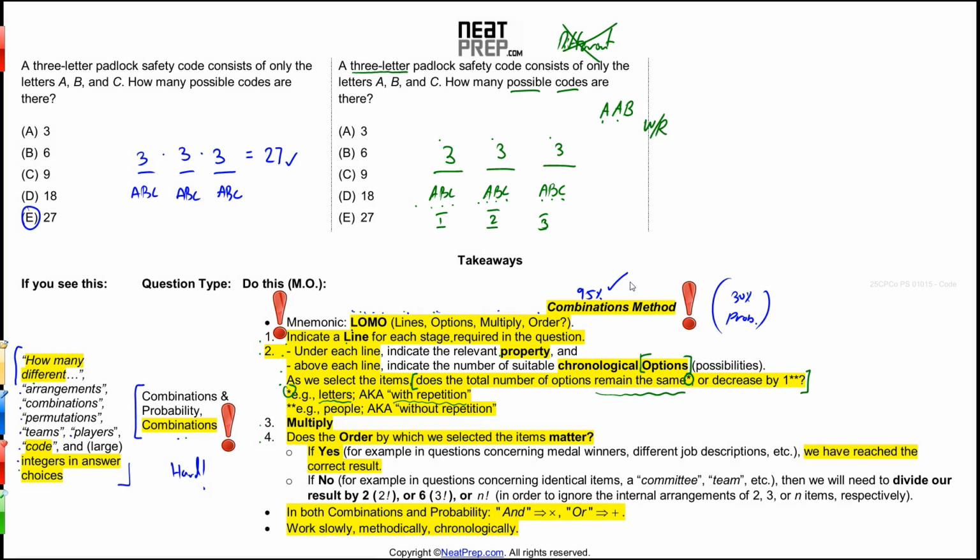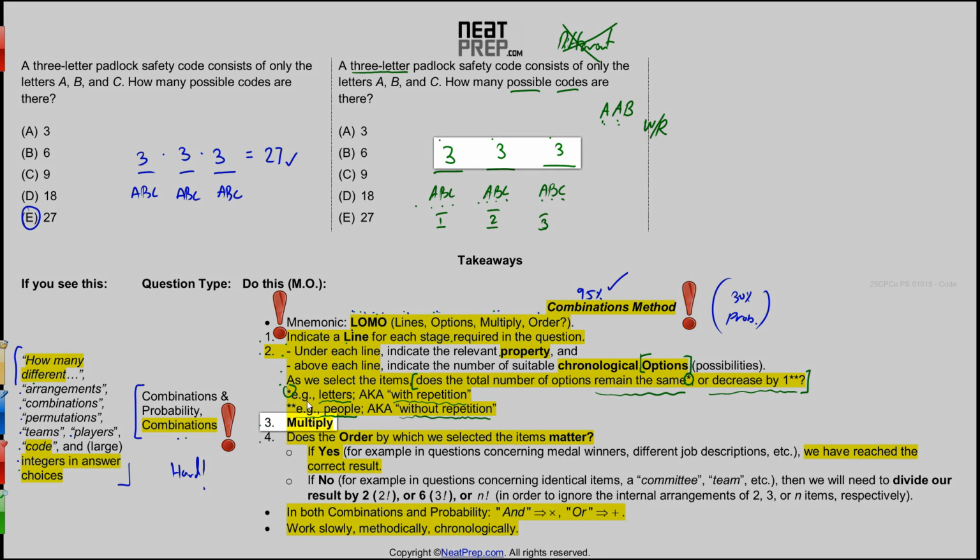The total number of options decreases, for example, in questions which deal with people, since a person cannot appear in 2 different places at the same time. In mathematical terms, such questions are without repetition, since as we select the items, we cannot repeat our former selections, and the total number of options decreases. More on that later. M stands for multiplication. What do we do now? We multiply the various options. 3 times 3 times 3 is 27.